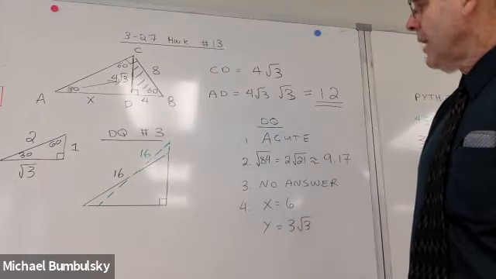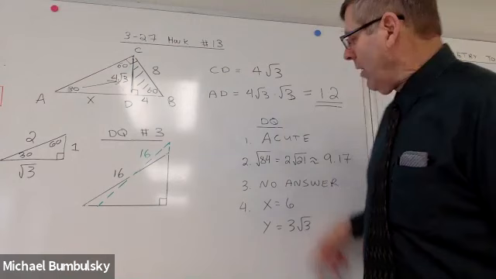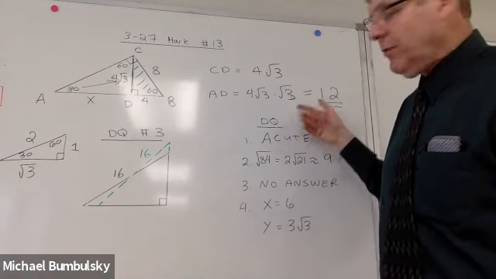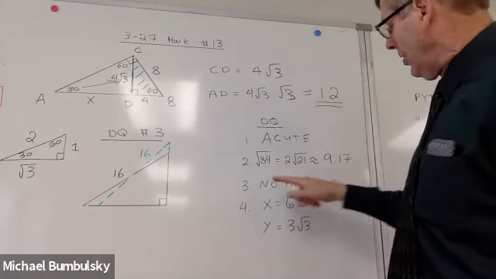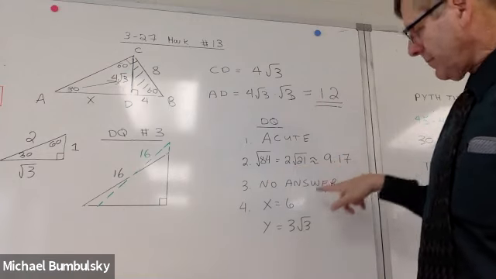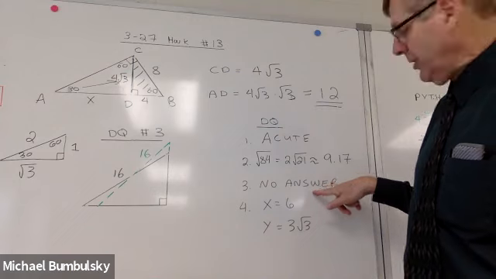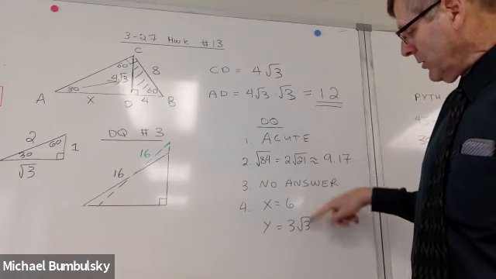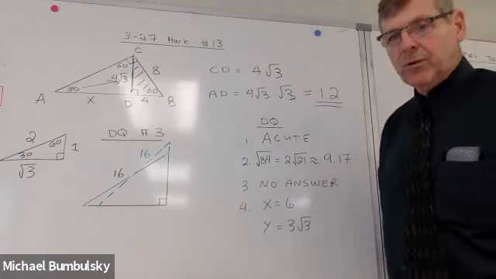All right. For the daily quiz, here are the answers to the daily quiz. So if you wanted to write these down, 1 was acute, 2 was 2 radical 21 or 9.17. Number 3, there was no answer to. And number 4, X was 6 and Y was 3 radical 3.